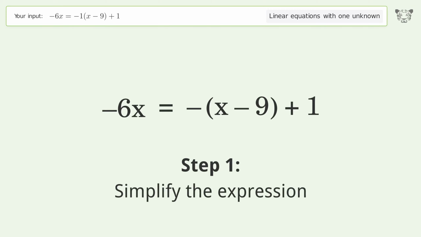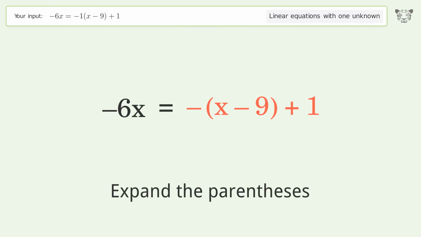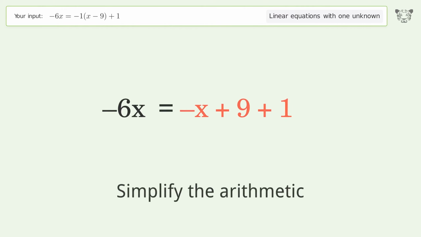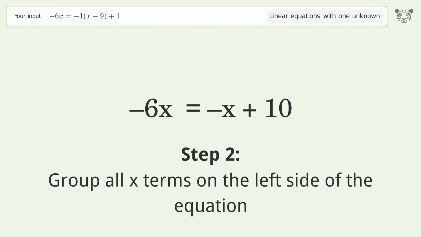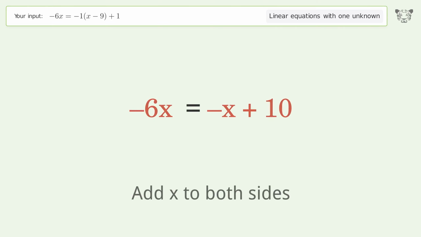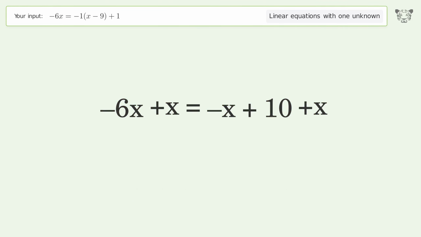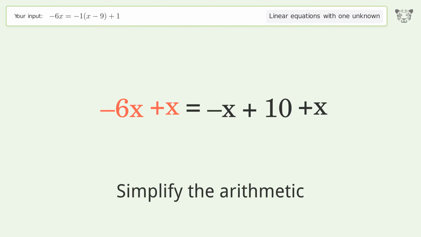Simplify the expression. Expand the parentheses. Simplify the arithmetic. Group all x terms on the left side of the equation. Add x to both sides. Simplify the arithmetic.